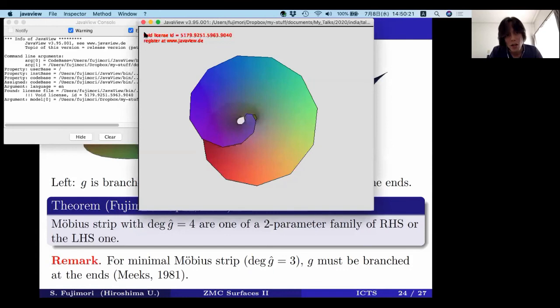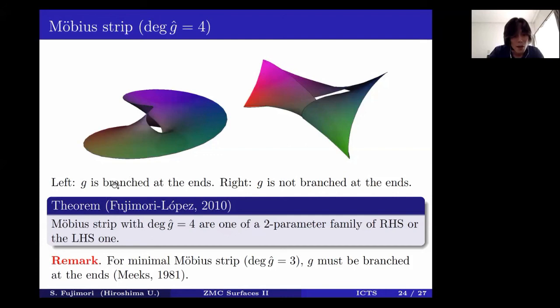And as in the minimal surface case, a Möbius strip with degree of G equal to 4 and G branched at the end must be this example. This is the unique example if G is branched at the end. In the minimal surface case, it is known that if the degree of G equals 3 and G is branched at the end, then it is unique. But in the maximal surface case, we have another Möbius strip.